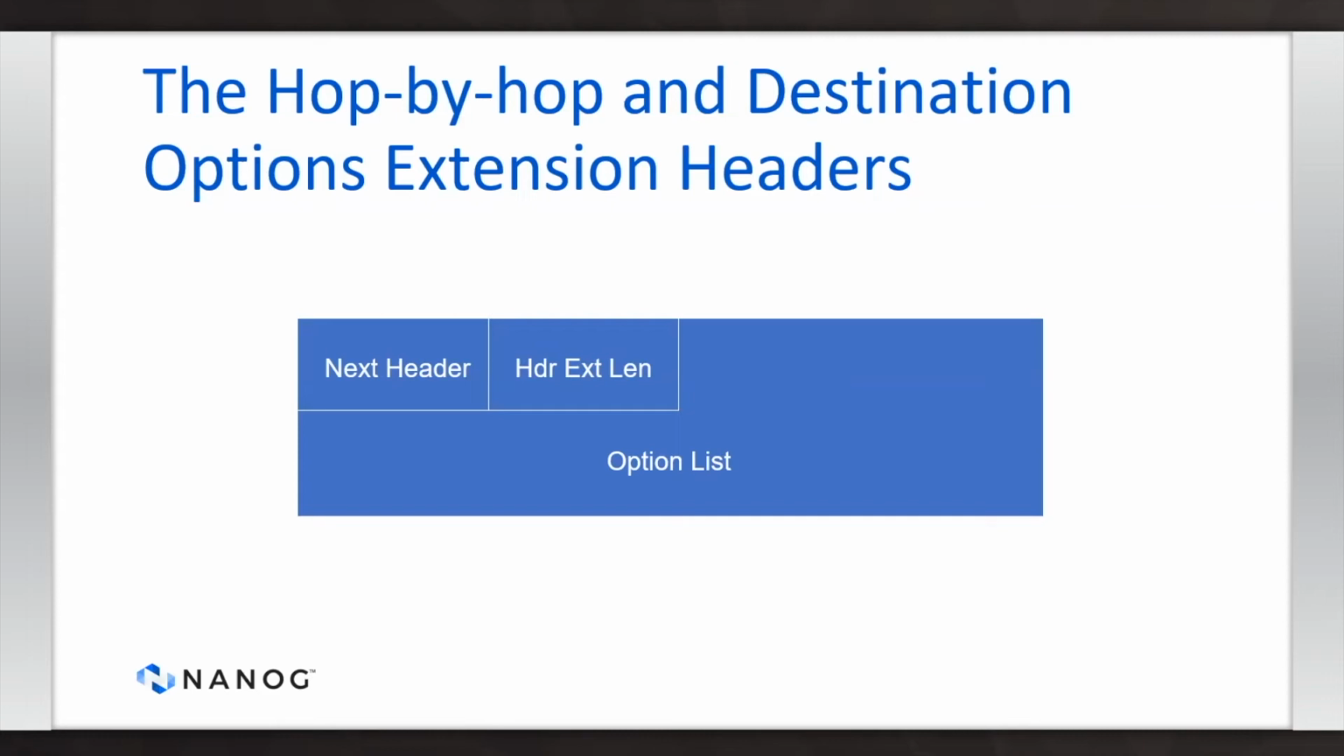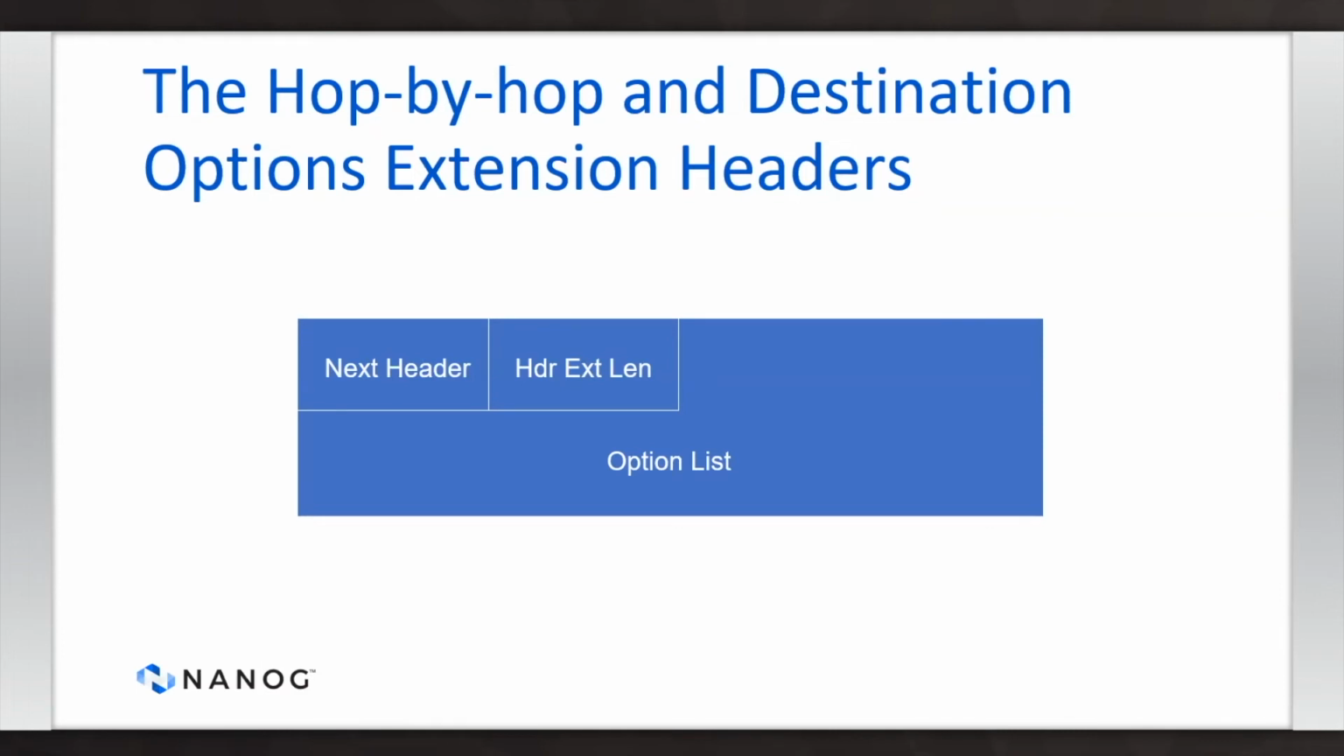Two of them are the hop by hop and destination extension headers. The hop by hop extension header comes right after the base IPv6 header. You know, if it's in the header chain, it must be right after the basic header. And the destination options, well, you can have two of them. One before the routing header, if there is a routing header, and the other at the absolute end of the extension header chain, right before the upper layer header.